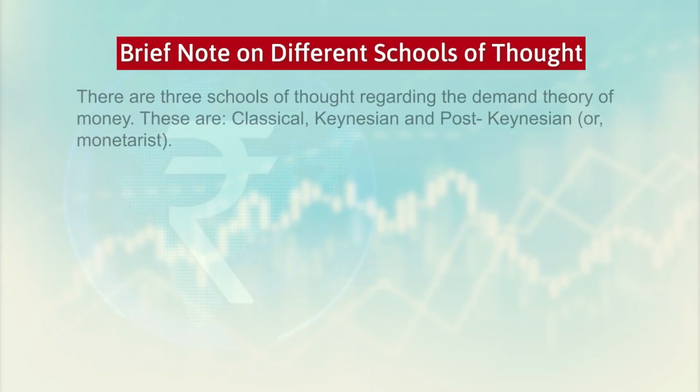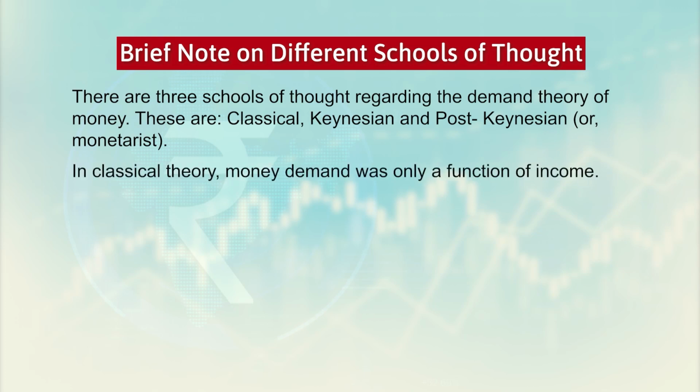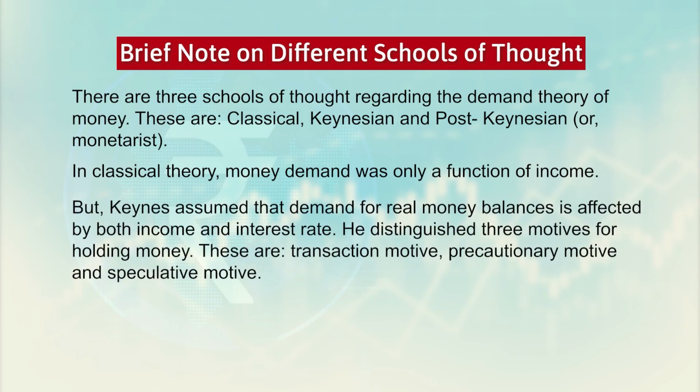As I mentioned, there are three schools of thought regarding the demand for money. And these are, as you know, the classical school, the Keynesian school, and the post-Keynesian school. In the classical school, the money demand was only a function of income. But in the Keynesian school, money demand is not only a function of income, it is essentially also a function of the rate of interest, which is not discussed in the classical system. And while discussing this, Keynes had in his mind three other things.